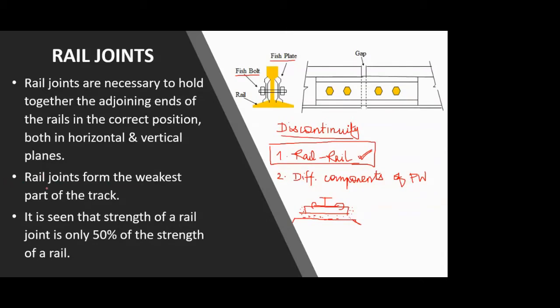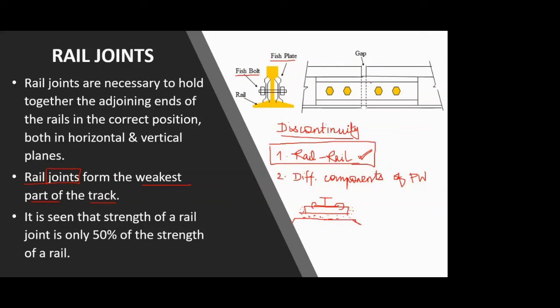I have told this in the previous lectures as well, that rail joints are the weakest part of a track. Not only track, a joint in any system is the weakest link of that system. For example, you can take an RCC structure, the joint or the section where the column meets the beam. That is also a type of joint, and that is also a weak link in your structure. Similarly, in case of railway track or permanent way, the rail joints are the weakest part.